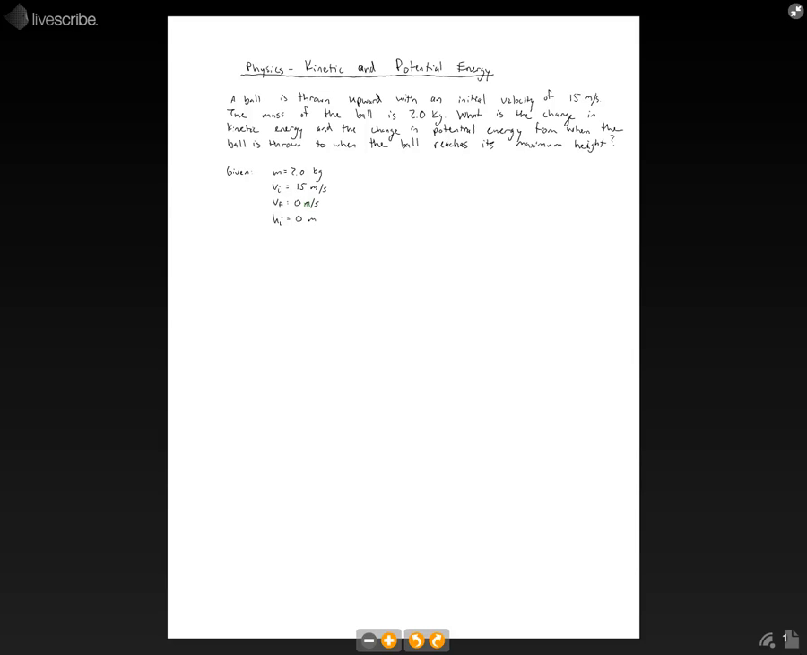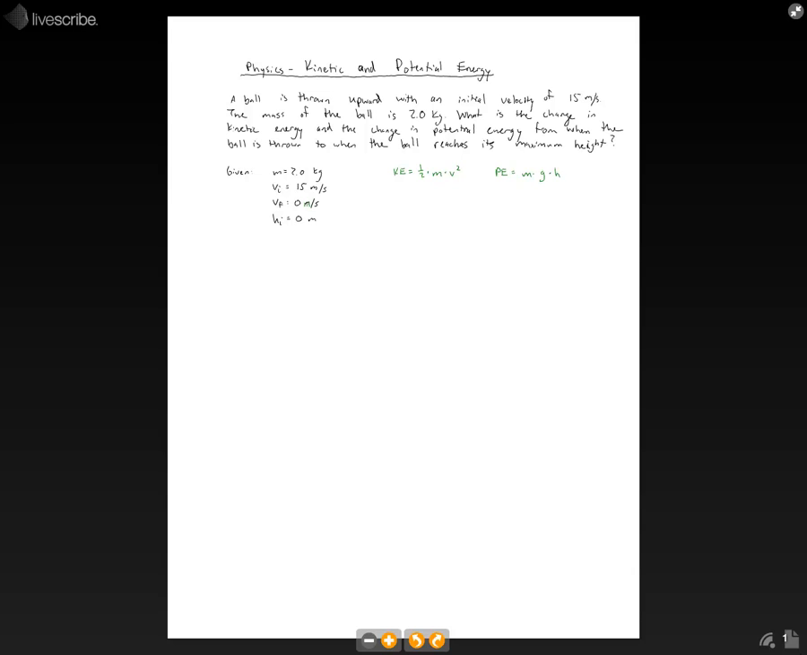And now, if we're going to find kinetic energy and potential energy, we should probably have a mathematical way to find those. So kinetic energy is equal to 1/2 multiplied by mass multiplied by velocity squared. And potential energy is equal to mass multiplied by acceleration due to gravity, so that's g, multiplied by the height.